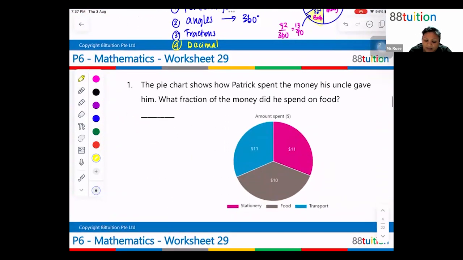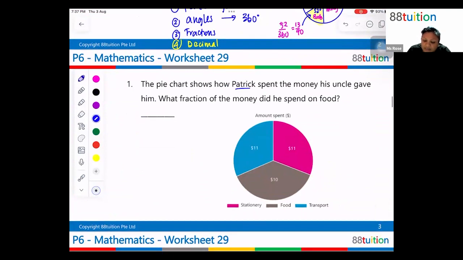If you look at the pie chart here, the pie chart shows how Patrick spent the money his uncle gave him. What fraction of the money, so that means fraction of total, did he spend on food? This is the fraction that you want. What fraction of the total money that he has did he spend on food? So here, what is the total money?